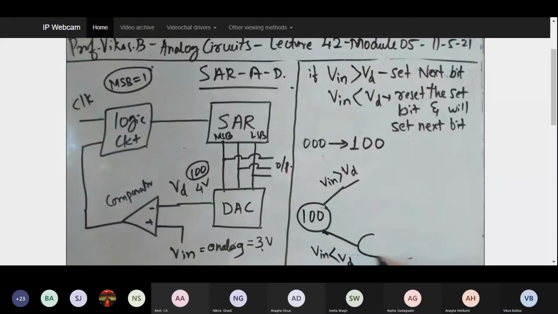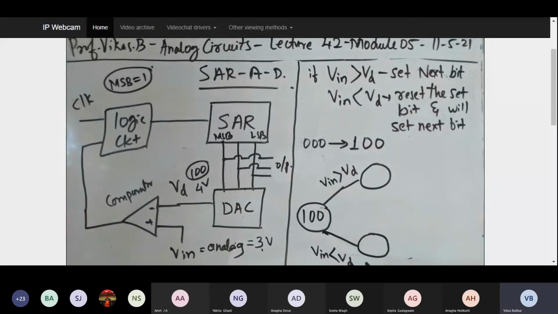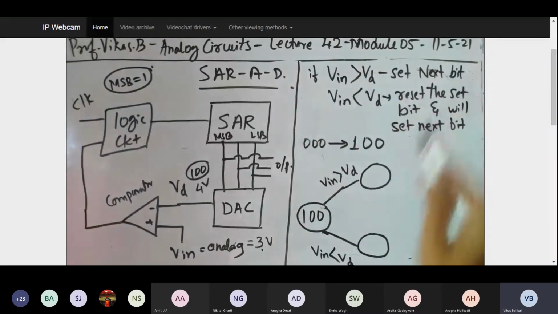So now this branch will be activated. When input is less than VD, what have I written over here? Look here, when input is less than VD, reset the set bit. So what is the set bit here?